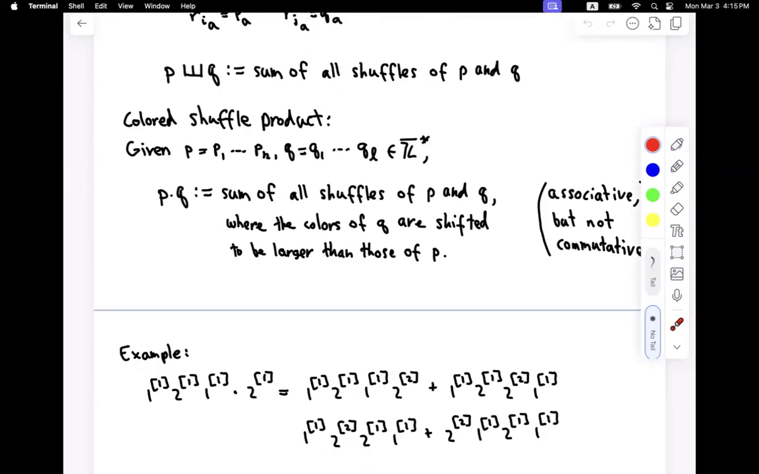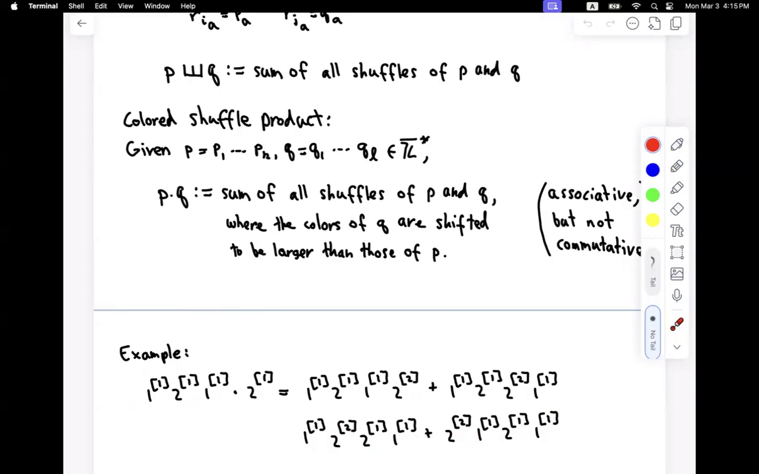If I have two words, and we'll think of these as being just words of integers because they all have color 1. So I have color 1 here, color 1 there, but when I do the product, I shift the colors of this word up far enough so that it's larger than the colors here. So in other words, I shift this to color 2. And when I do so, then I have this one integer of color 2, and that can be put in any place of the other three integers.